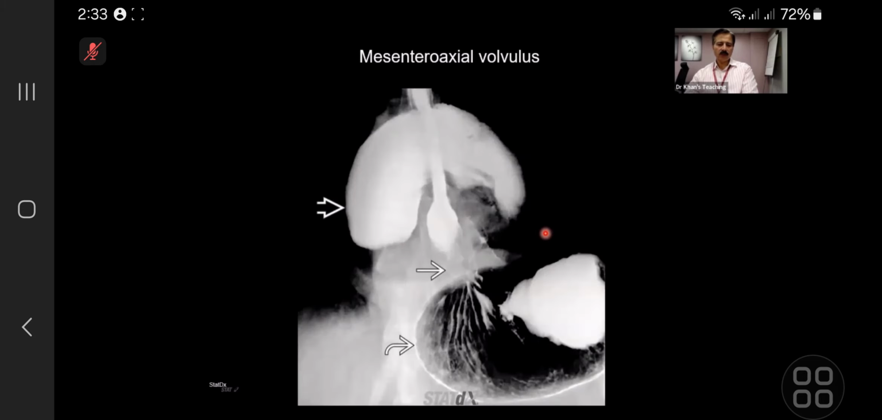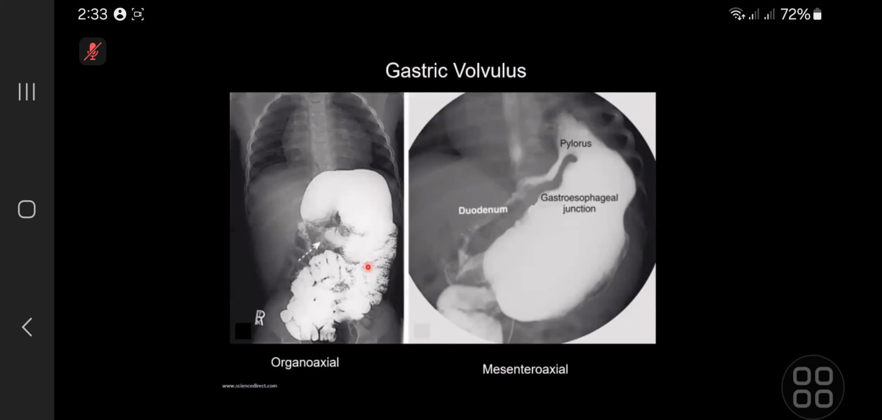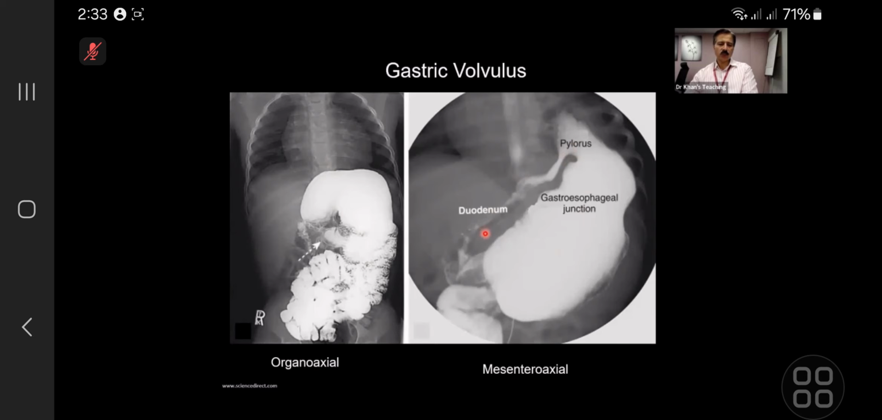So this is mesenteroaxial. Look at this, where you can see this is the esophagus. The gastroesophageal junction comes here, and then part of the stomach is sitting upstairs, up in the thorax. So there has to be a hiatus hernia, and it is a paraesophageal hernia, and this one is mesenteroaxial. So just to sum up, this one is a good example of organoaxial, which is not associated with a hiatus hernia. So remember that. On the other hand, this one is mesenteroaxial, where the pylorus is sitting up there, and then is the duodenum.